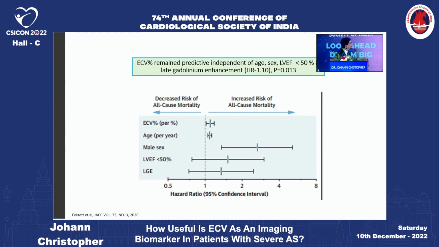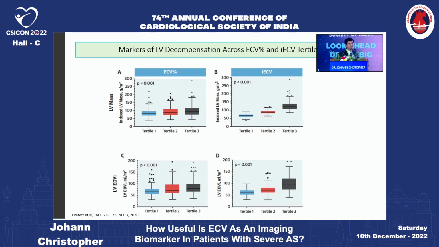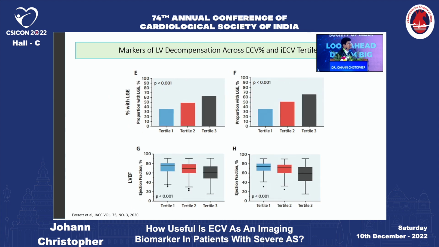And even if you take into account the age, male sex, and an LV dysfunction and gadolinium, ECV by itself is an independent marker for all-cause mortality. So it is very imperative that we measure it. Among the levels of ECV also, you will find that the highest tertile of ECV has the highest mass. The highest tertile of ECV has the highest LV diastolic dimensions as well. So even among the ECV, there is a way to actually quantitate it.